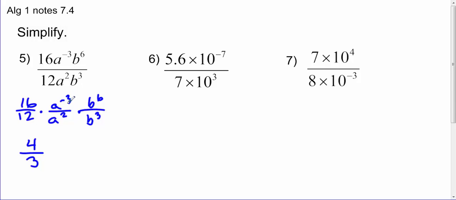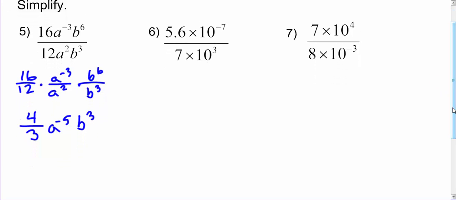This is a to the negative 3 minus 2, so I'm going to write it as a to the negative 5. And I know you don't like that negative exponent. We'll clean that up in a second. b to the 6 divided by b to the 3rd is b to the 6 minus 3, or simply b to the 3rd. Alright, this looks a little funny how I have a fraction out front but not out here. You have to think of the a and the b as both being in the numerator.